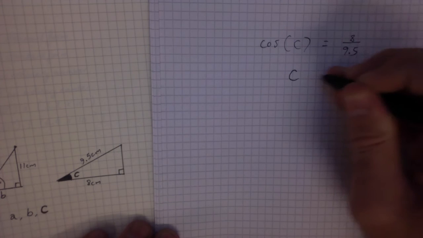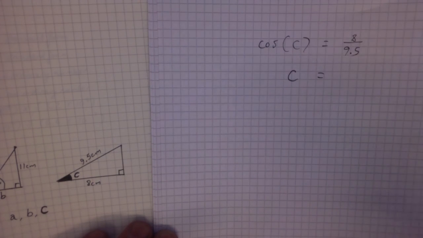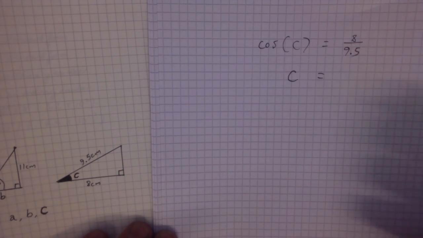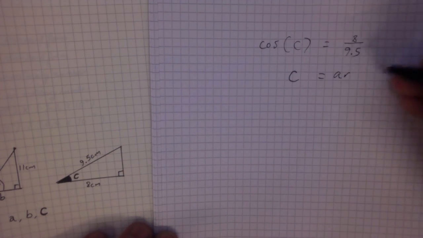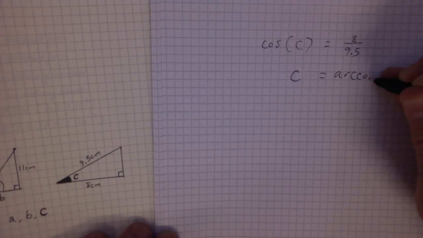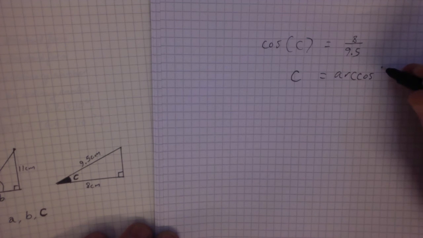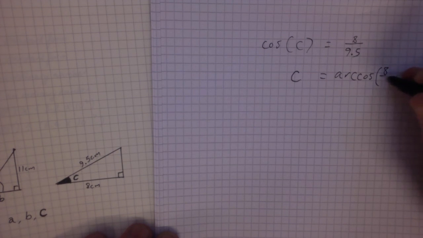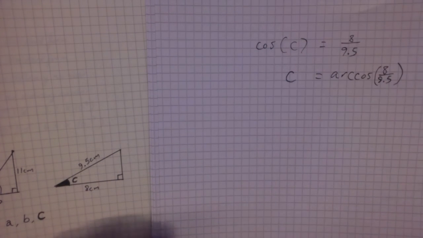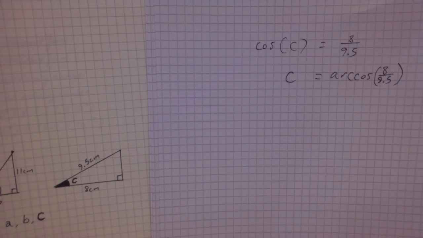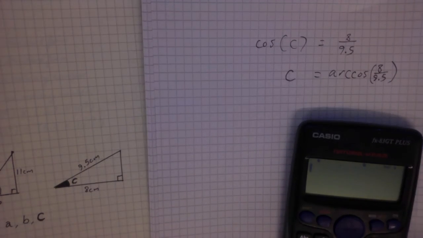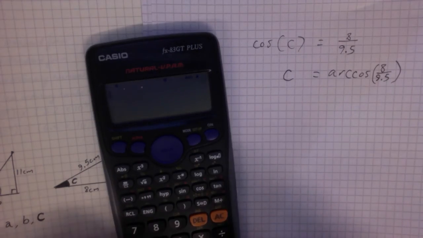So that doesn't mean that C is the cos of 8 over 9.5. It means that C is the angle that when you do the cos of it gives you the result 8 over 9.5. So when you're trying to figure out an angle, you use arc sine, arc cos, or arc tan. In this case, arc cos. So it's sort of reverse cos. It will tell you the angle that gives you a cos of that fraction.